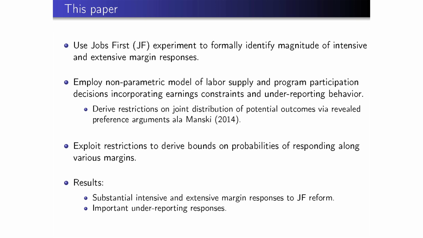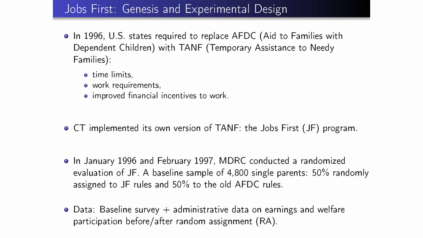The bottom line results of the exercise are that we find substantial intensive and extensive margin responses to the Jobs First reform, and that underreporting behavior is important for understanding the effects of this experiment. Okay, so quick background on Jobs First and on welfare reform in general. In 96, the US had a major reform. We replaced our old system, AFDC, Aid to Families with Dependent Children, with TANF, Temporary Assistance to Needy Families. It had 3 major components: time limits, work requirements, and improved financial incentives to work.